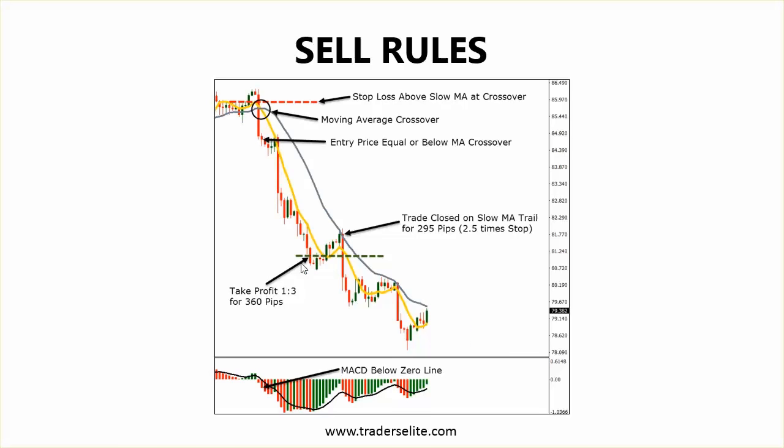In this case, you can see here the take profit of 1 to 3 was 360 pips. But if you waited for confirmation for price to hit the slow moving average, as it did just over here, trade closed on the slow moving average trail for 295 pips, around 2.5 times the stop.